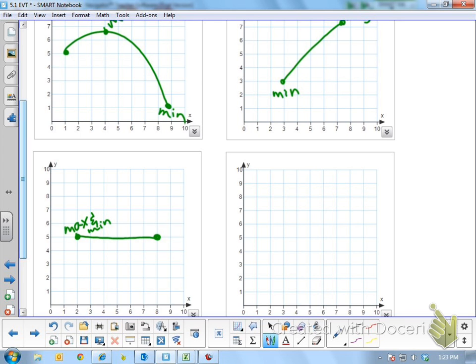So when we are on a closed interval, because those endpoints could act as our max or a min, we are guaranteed a max and a min. It's a guarantee. So this concept is called the extreme value theorem.